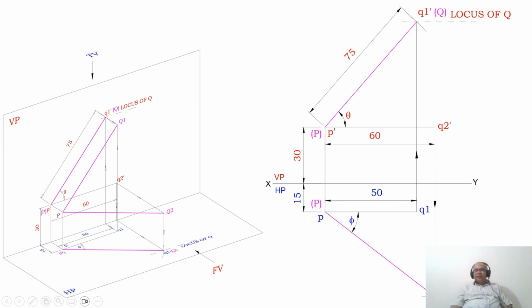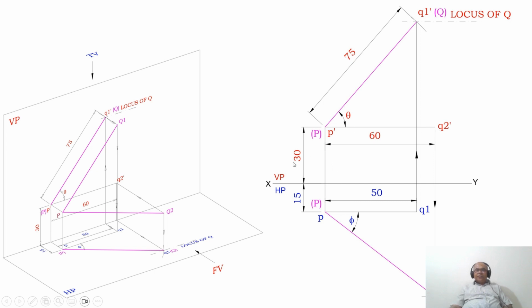This is going to be the locus of Q in the top view. So this is how you will be able to get the true inclination with respect to VP here, and this is the true inclination with respect to HP here. We know that this is the true length in the front view because the top view line is parallel to XY. Similarly, you know that the true length is in the top view because the front view line is parallel to XY.